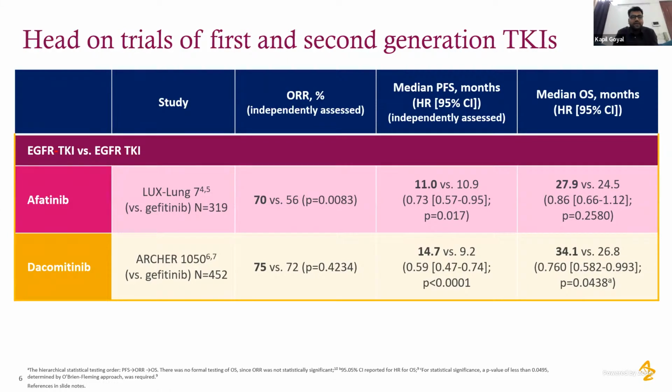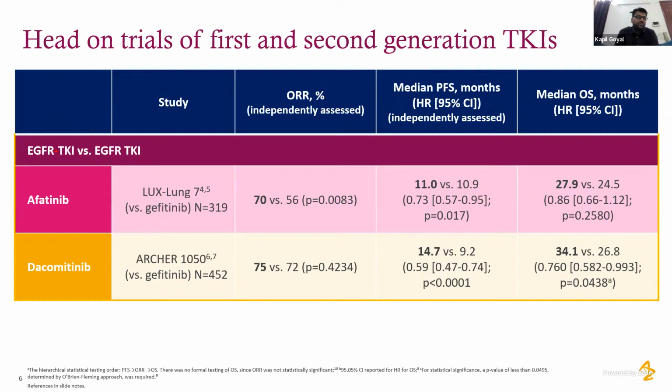So for head-to-head trials of first and second generation TKIs, we have the LUX-Lung 7 trial of afatinib, which compared it with gefitinib. The ORR was 70% with afatinib versus only 56% with the gefitinib arm, and the median PFS was 11.0 versus 10.9 months, which was somehow found to be statistically significant. But median OS was also improved by approximately 3 months.